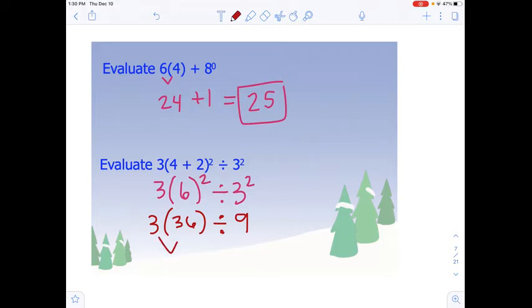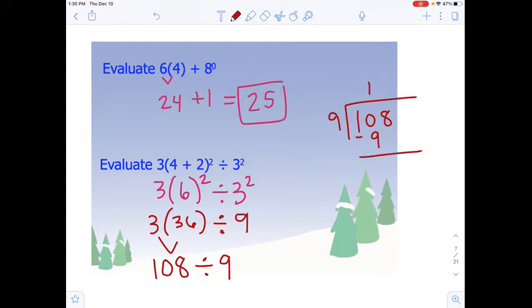All right, now we want to do multiplication before we do division. 3 times 36 gives me 108. And then we divide that by 9. 108 divided by 9. Let's see, 9 goes into 10 once. Subtract. Get 18. 9 goes into 18 twice. So 108 divided by 9 gives me 12.